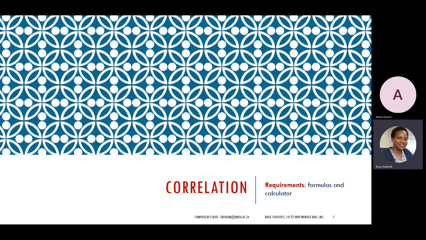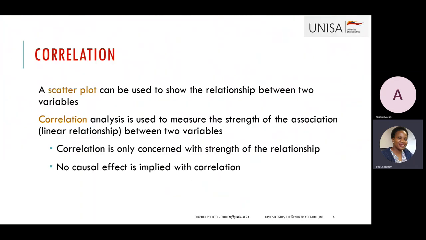So in order for us to go through this, you need to know there are formulas that we're going to go through, and also you require a calculator because sometimes you will need to do some calculations. So when we talk about a correlation, because we're talking about the relationship between two numerical values, and to visualize them, we always put them on a scatter plot. And a scatter plot shows you a relationship between your independent variable and your dependent variable.